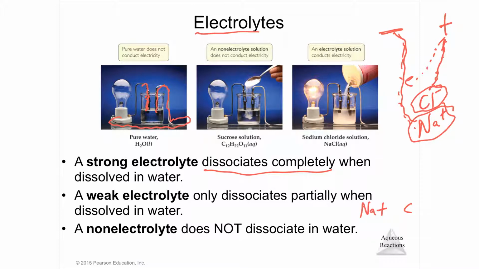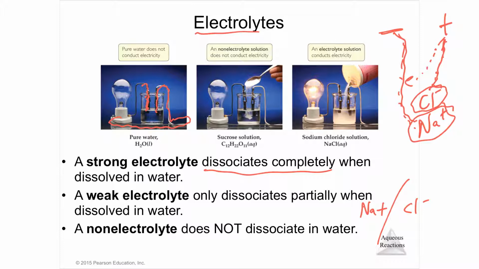In the case of sodium chloride, that's a strong electrolyte. It would completely break apart into sodiums and chlorides. But if you were to have something else that doesn't completely break apart, where you have some of the molecule and then some of the ions, then that would be a weak electrolyte.